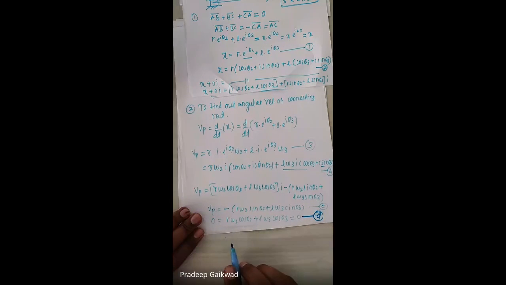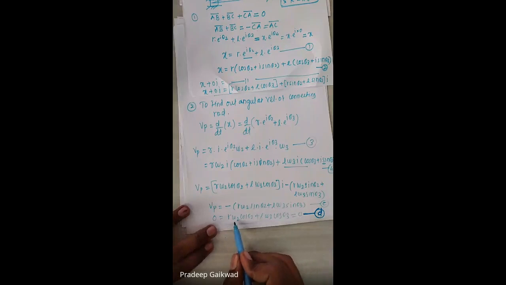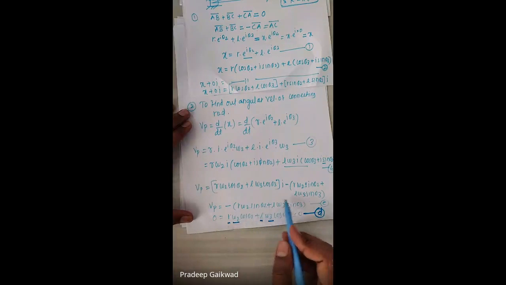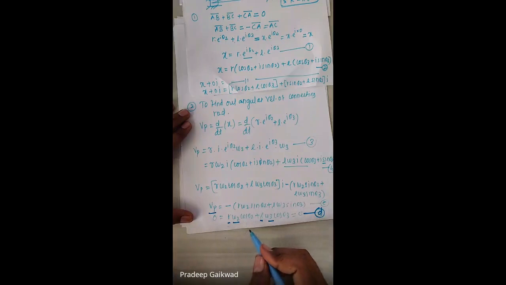If I solve C and D, what do you obtain from this? What can you find out from this equation? Omega 2 is known, R is known, L is known, we get omega 3. And once we get omega 3, we can put it in equation C to get the value of Vp. So find out omega 3 and Vp from these two equations separately.